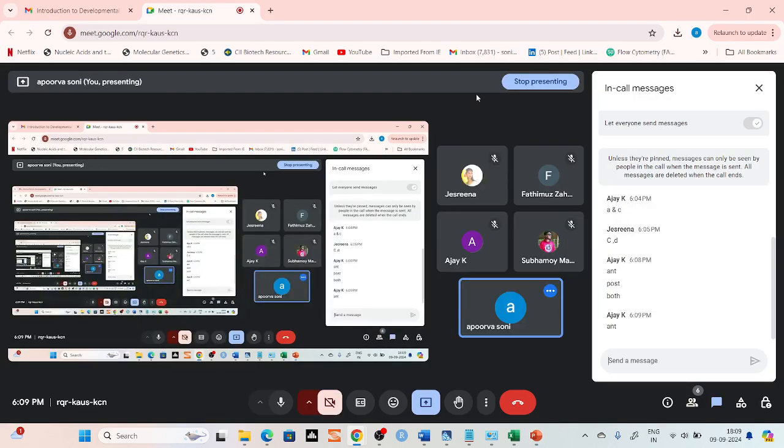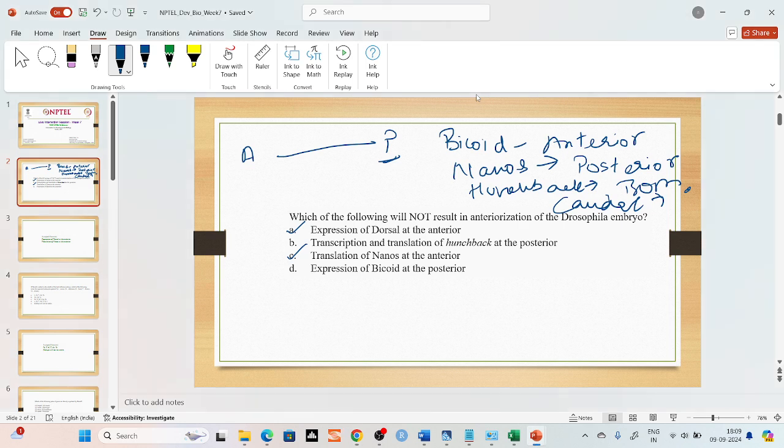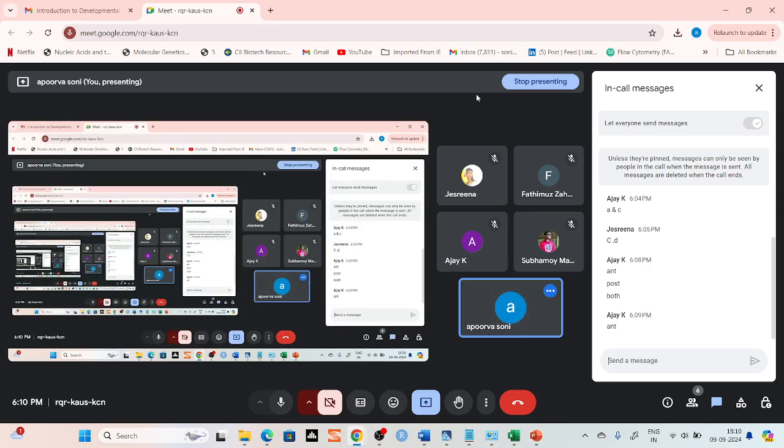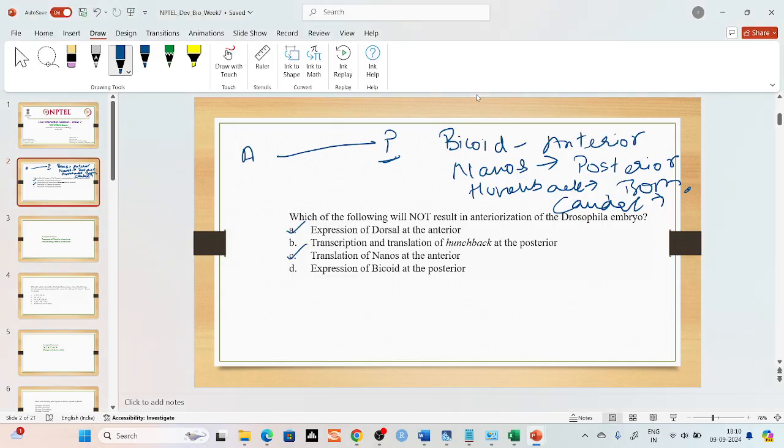Tell me. Anybody else? Caudal is involved in posterior axis.